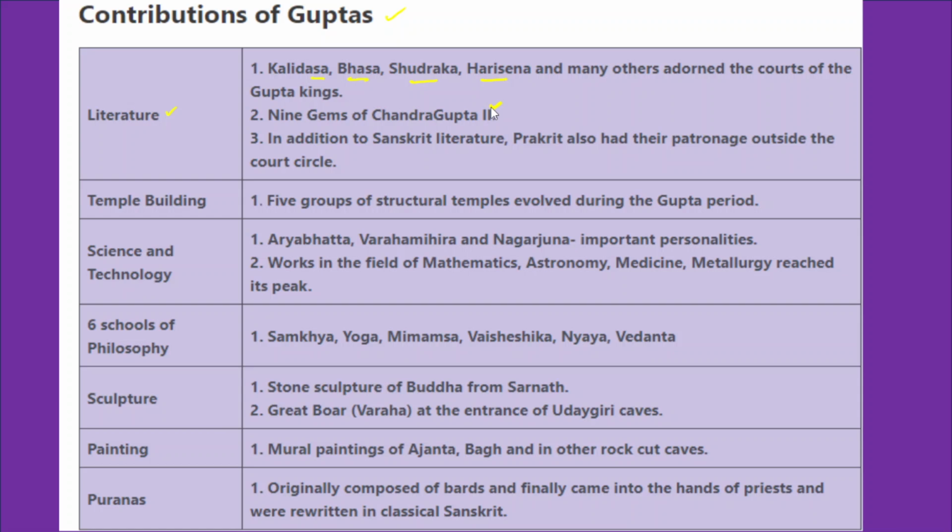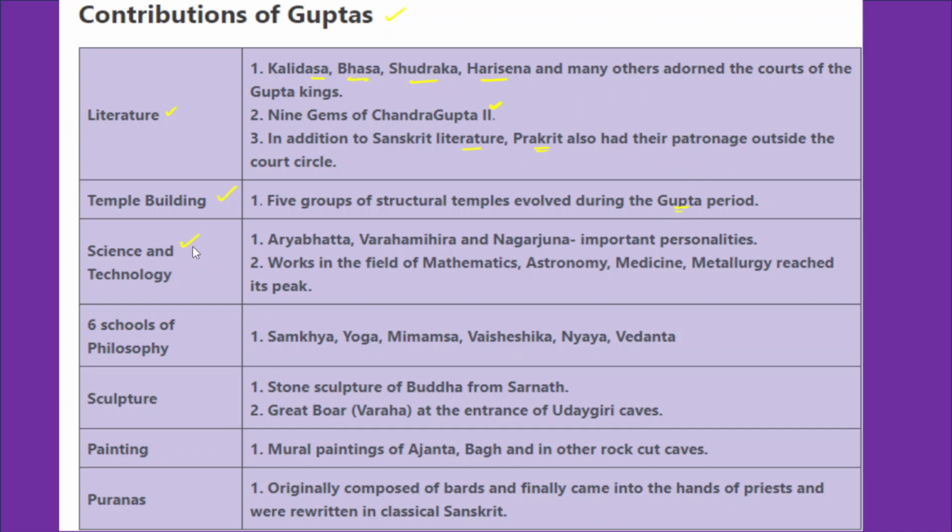Apart from these things, Sanskrit and Prakrit literature were also popularized and patronized by the kings of the Gupta period. The Sanskrit and Prakrit were very famous in Gupta times. Similarly, five groups of structural temples evolved during the Gupta period.